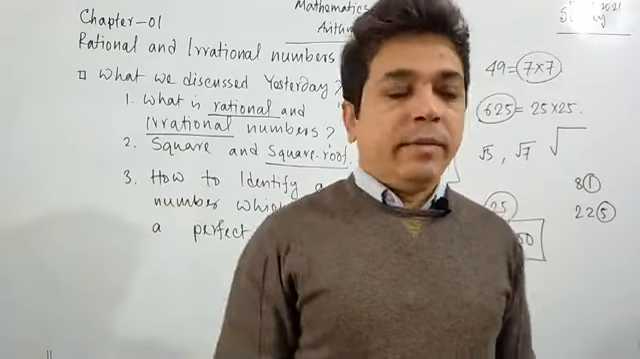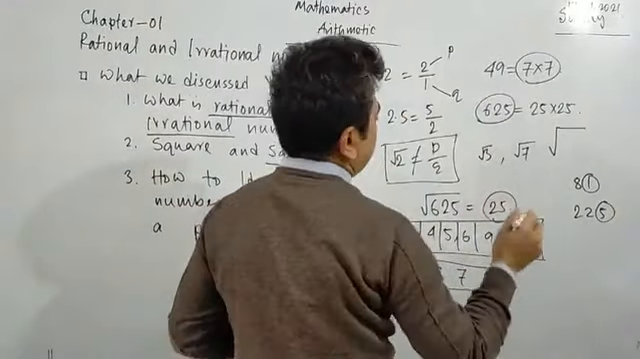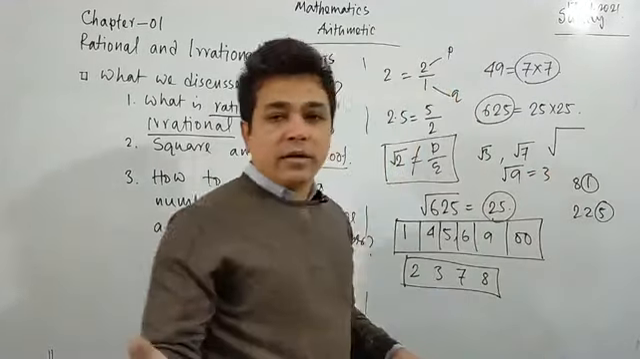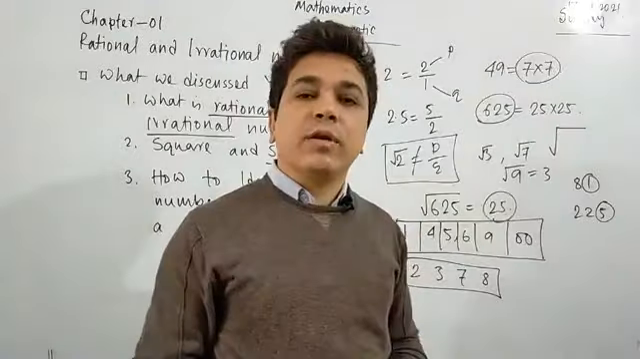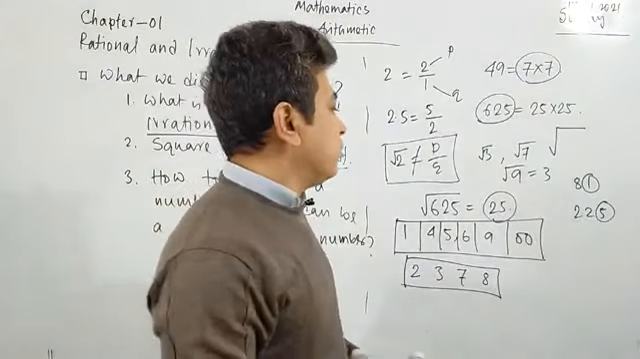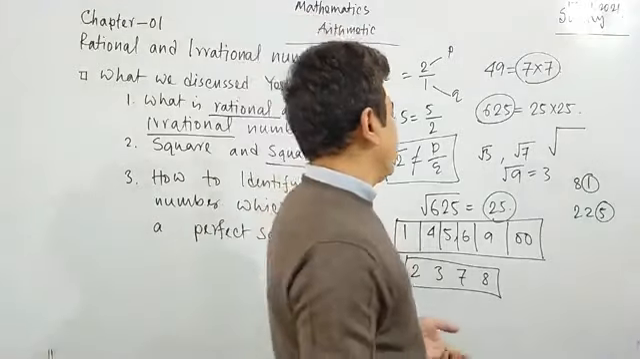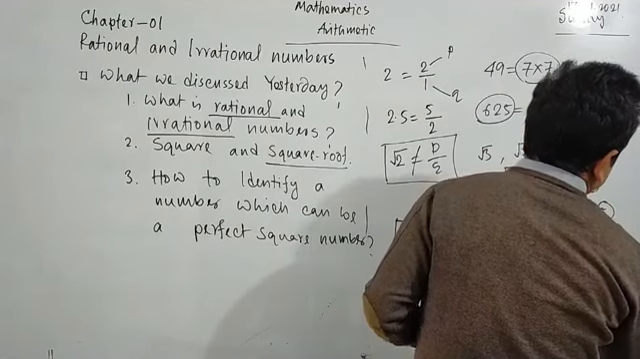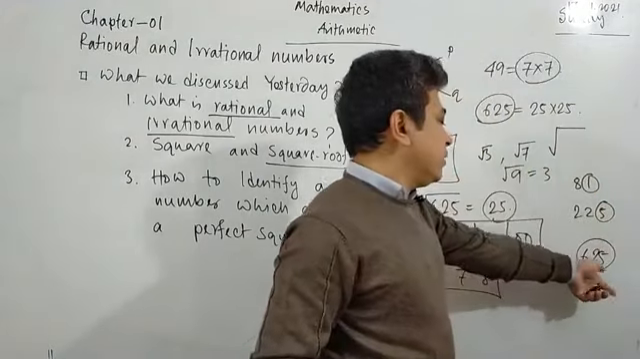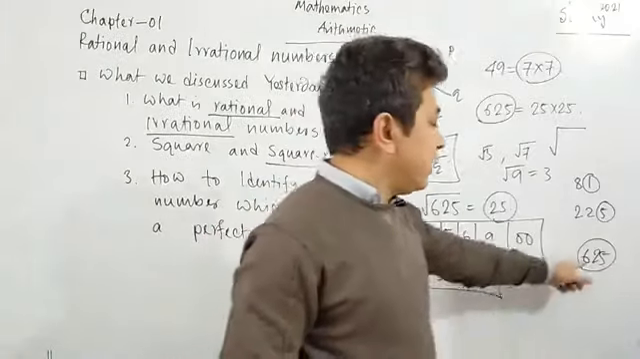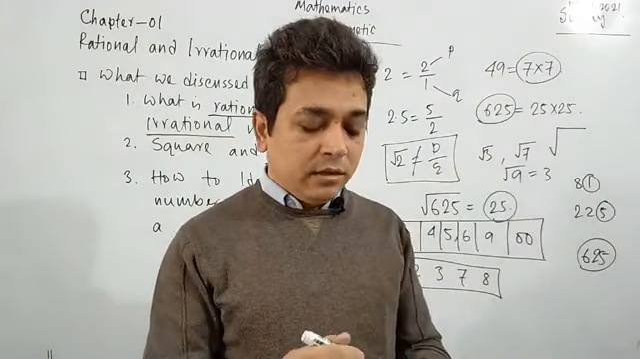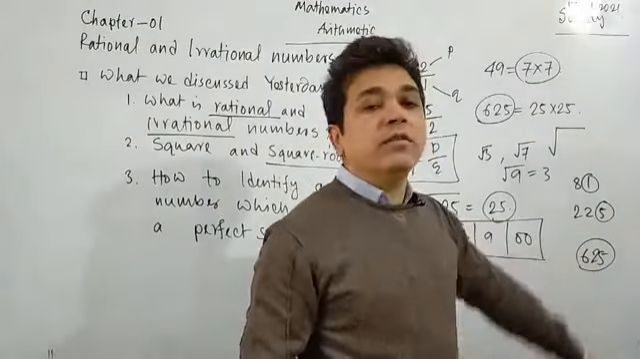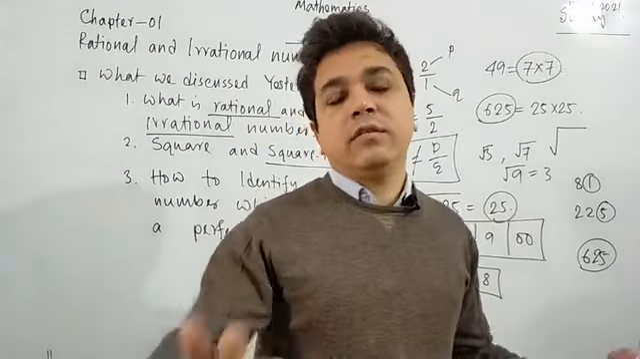For example, 9 is a small number, so the square root of 9 we can easily say is 3. 16 is a small number, so we can say the square root of 16 is 4. It's very easy. But when you get a big number, it's not easy to say that this number is a perfect square number. So we have to find the root. When the root of this number is a whole number, we can say this is a perfect square number.